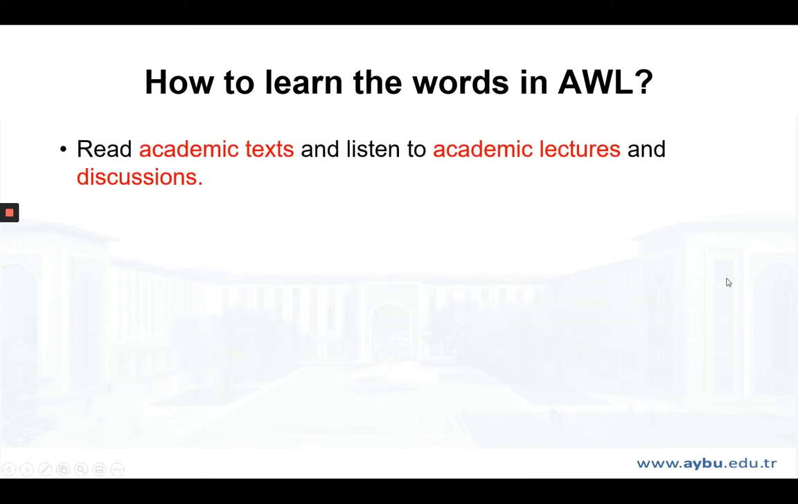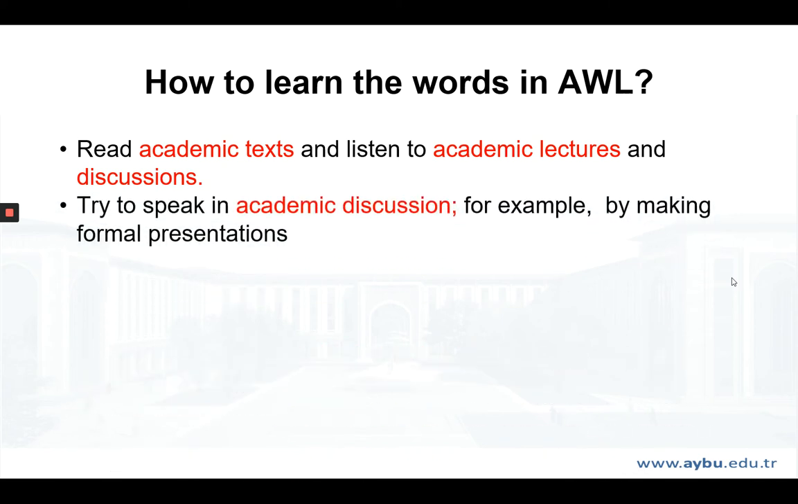How to learn the words in the list? Read academic texts and listen to academic lectures and discussions. You can find academic lectures and academic texts from several websites. Try to speak in academic discussion. Try to make formal presentations. As you know, we have portfolio task lists every period. In these portfolio task lists, we have 2 speaking portfolio tasks for you. Generally, these speaking portfolio tasks are to make formal presentations or formal talks.